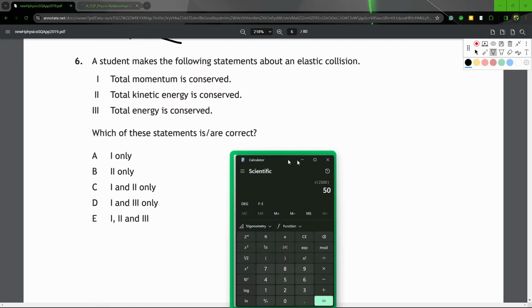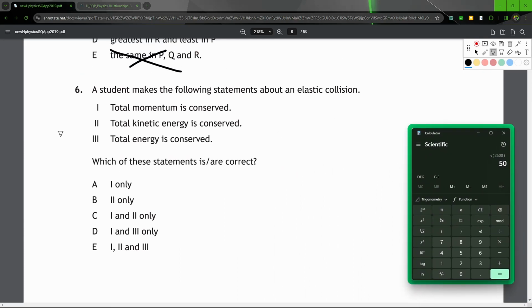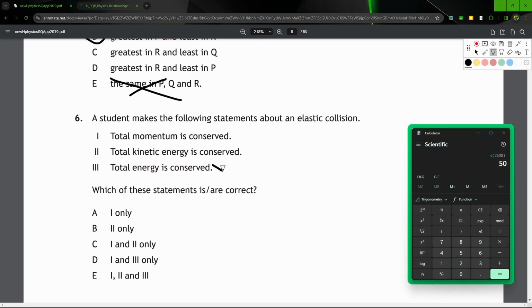Okay. A student makes the following statements about an elastic collision. Total momentum is conserved, total kinetic energy is conserved, and total energy is conserved. Which of these statements are correct? Well, start off, total energy conserved, that's always true, no matter what, usually.